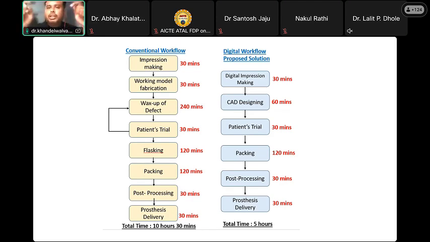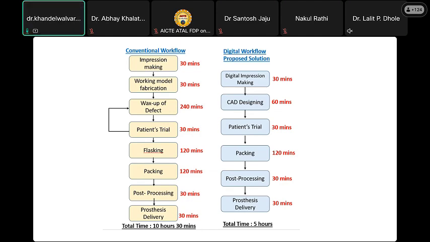So there is no need for the patient to come to a center which is situated far away from their residence, and they can simply go to a dentist or a practitioner who has a scanner.